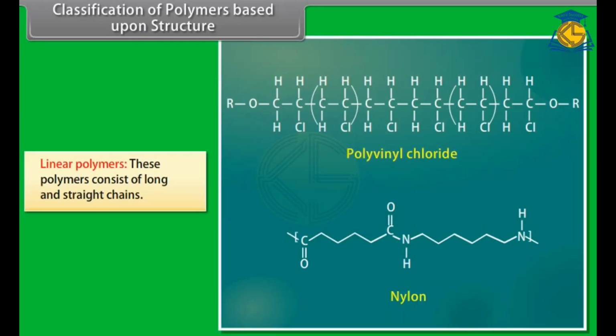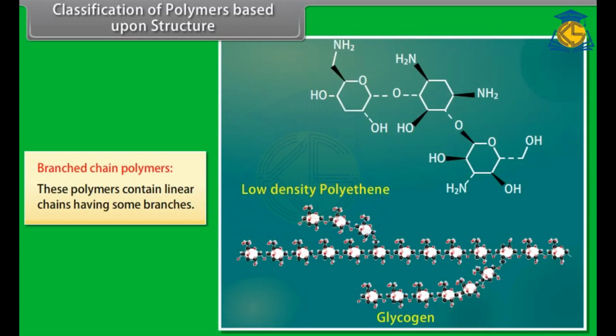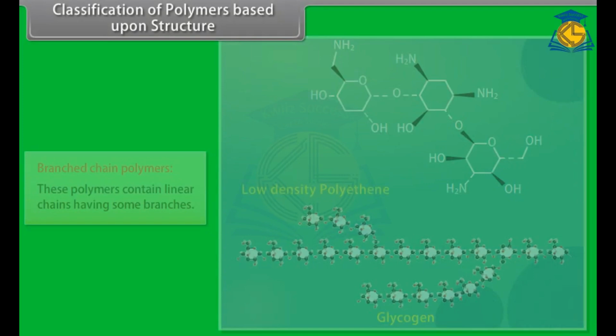Classification of polymers based upon structure. Under this type of classification, there are three subcategories. Linear polymers. These polymers consist of long and straight chains, for example, polyvinyl chloride and nylon. Branched chain polymers. These polymers contain linear chains having some branches. For example, low-density polyethylene and glycogen.